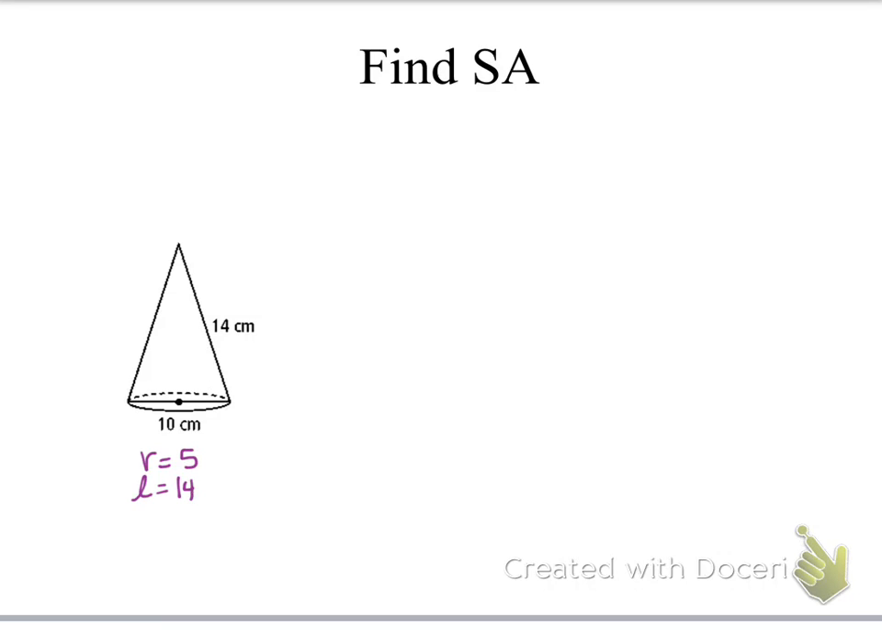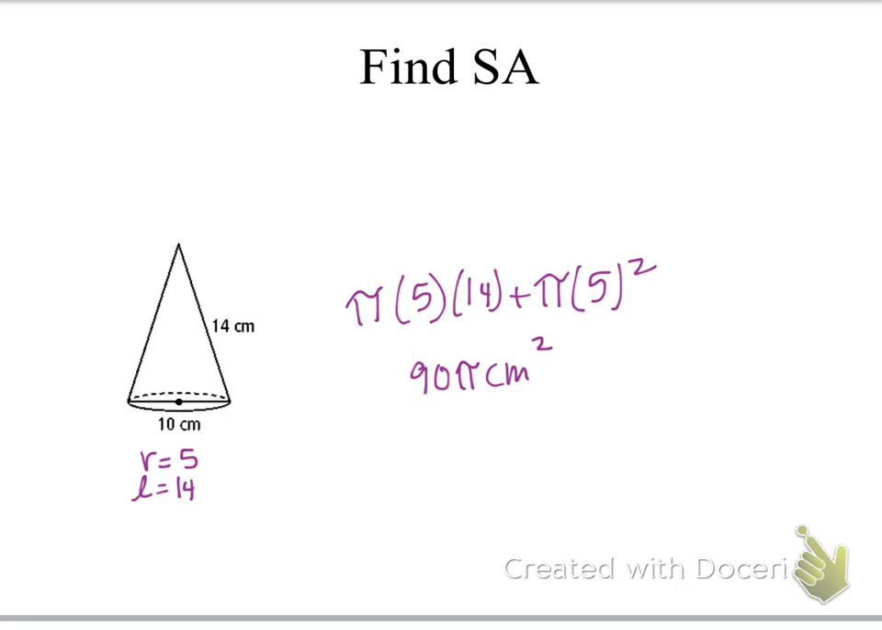If we're just going straight to surface area, we can go ahead and type it in. So pi times the radius times the slant plus pi times the radius squared, and we get 95 pi centimeters squared.